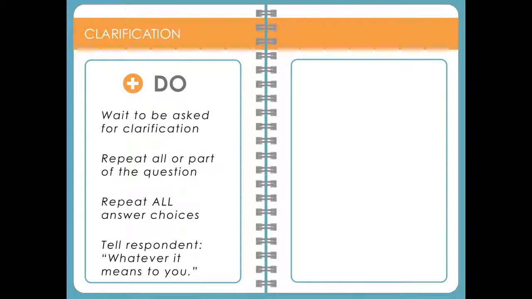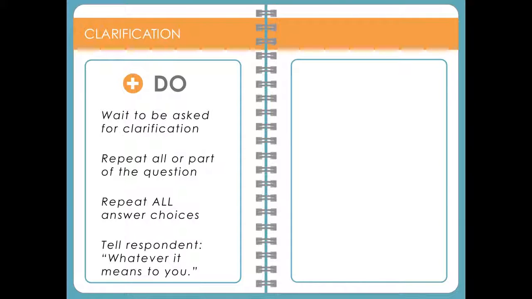You could repeat all or part of the question. You could repeat all the answer choices. Don't just repeat some. Read all the answer choices again. If none of these work and the respondent still doesn't understand the question and doesn't understand a word and keeps asking you, what does this word mean? Your last resort option is to tell them whatever it means to you.